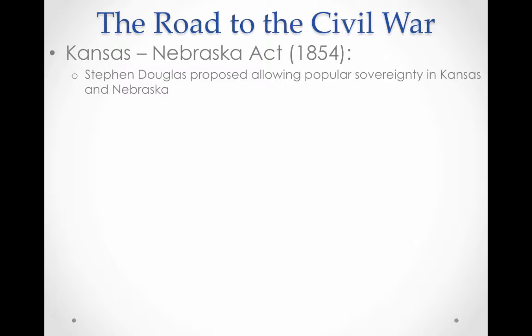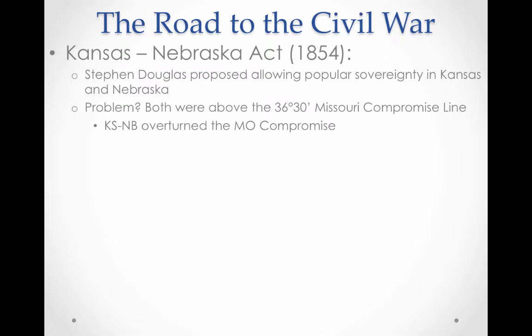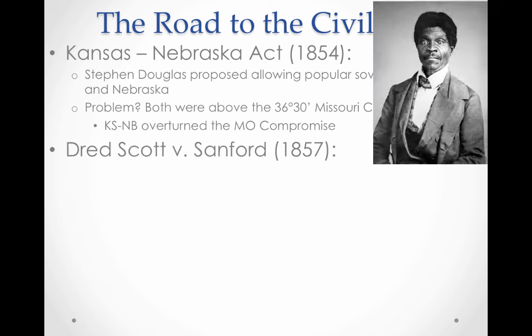Now, if we were to look at a map, we would notice that both Kansas and Nebraska are above that 36-30 Missouri Compromise line. Now, according to the Missouri Compromise, they both should have been free states, but the South was not on board with that, so the Kansas-Nebraska Act overturns the Missouri Compromise.